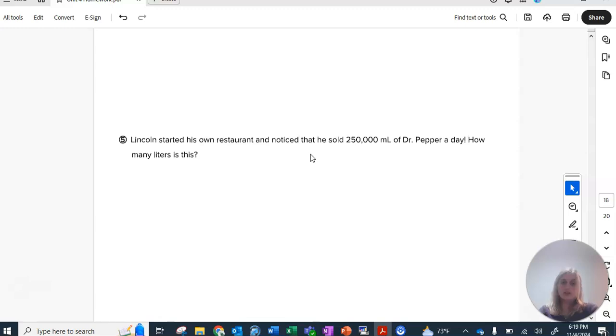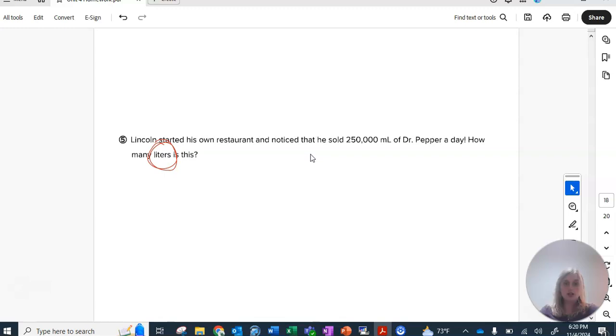Number 5, Lincoln started his own restaurant, oh how fancy, and noticed that he sold 250,000 milliliters of Dr. Pepper a day. Remember that we talked about a milliliter is like 20 little eye drops? First of all, Lincoln, you got bigger things to do with your restaurant. Don't measure in milliliters. Oh, good, we're changing it to liters because this is a much more efficient way to measure your liquids if you're talking about a lot of liquids. You don't want to measure somebody's drink in terms of how many little eyedropper drops are in it. You just want to pour it and then call it, oh, a cup, or a liter, or a quart, or a gallon, which are 2 different measurement systems. So we'll be talking about the cups and the quarts and the gallons tomorrow.